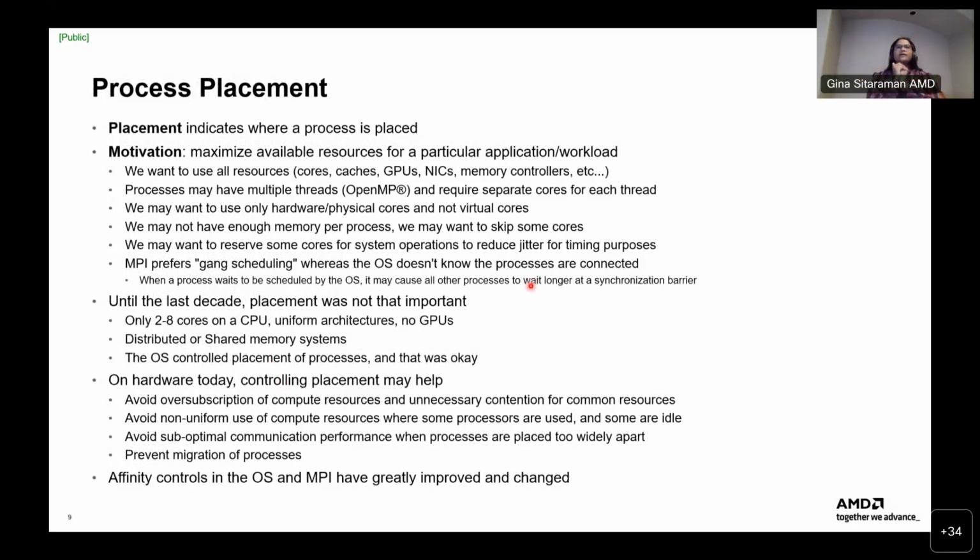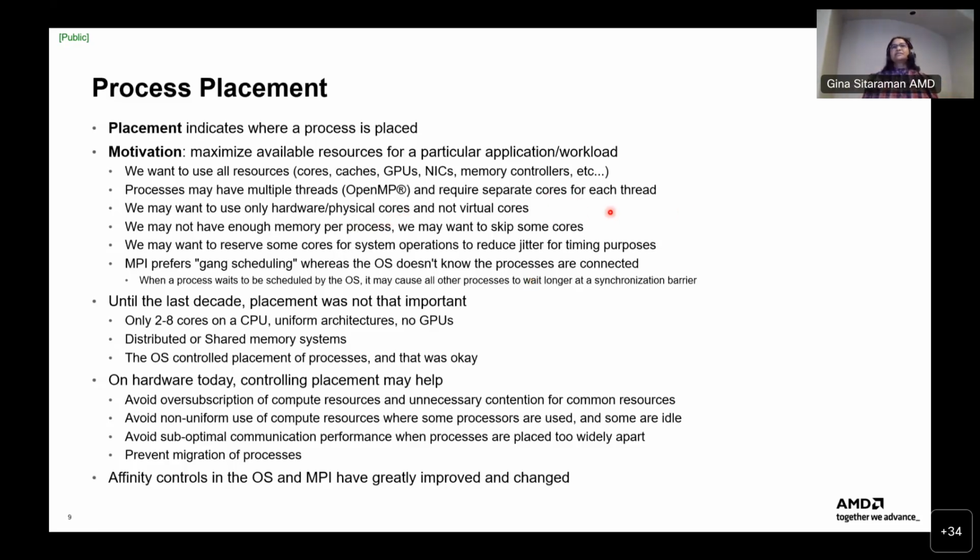Let's look at some examples that motivate the need for proper placement. The main motivation is that we want to maximize the use of all available resources for a particular application or workload. Your application may have to run with many processes that have multiple threads, like a hybrid process that uses multi-threading on the CPU and then uses GPU for offloading compute. In that case, you may want to have separate cores for each thread because you don't want to have contention between different threads of your process. It depends on the application.